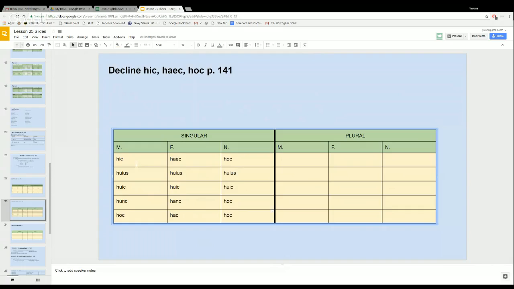Any similarities? You still have the ius popping up in the genitive. And then if you were to remove the c, what do we notice? There's that i popping up in the dative. And then hunc, hoc, hoc. Again, hoc is neuter, so that's easy.